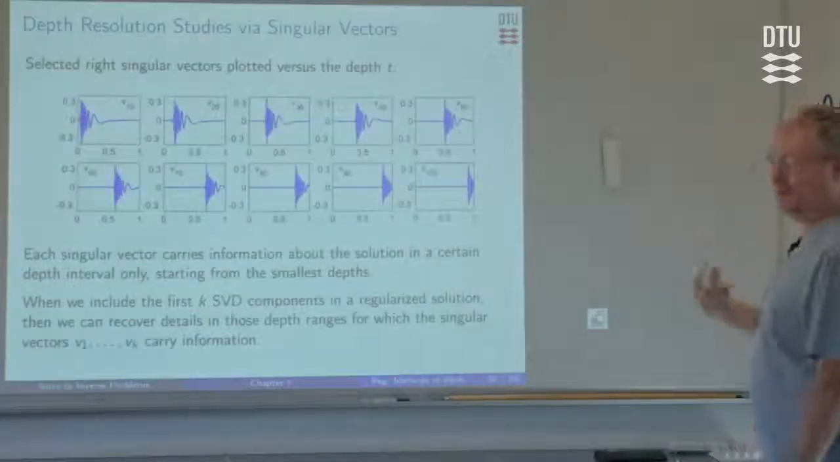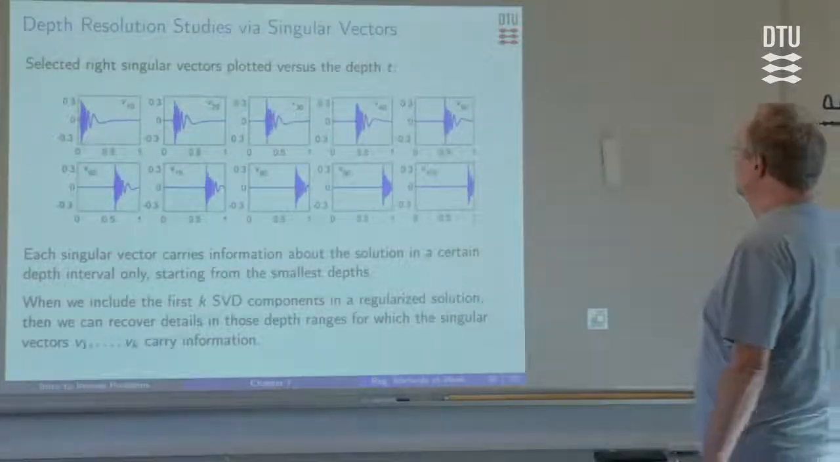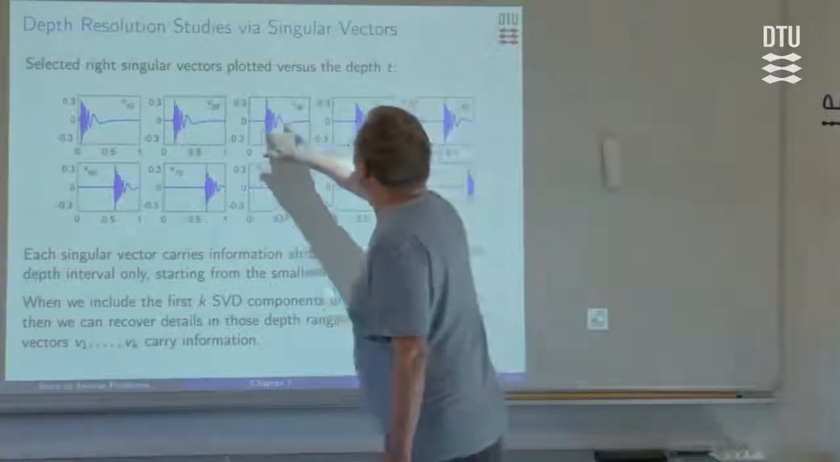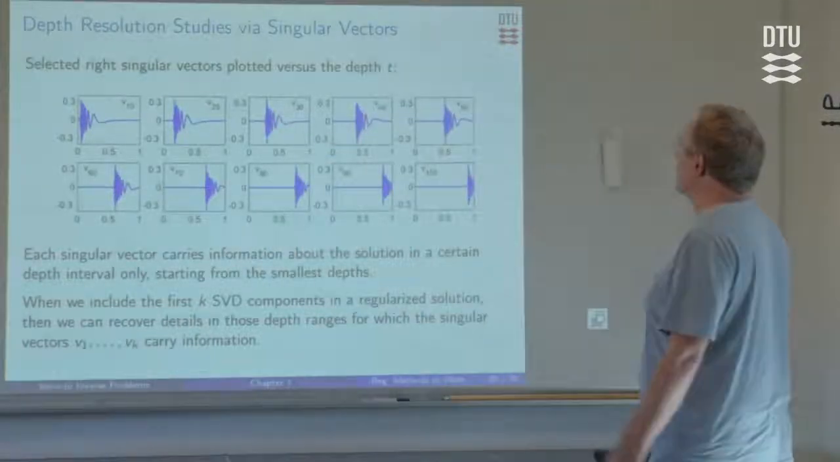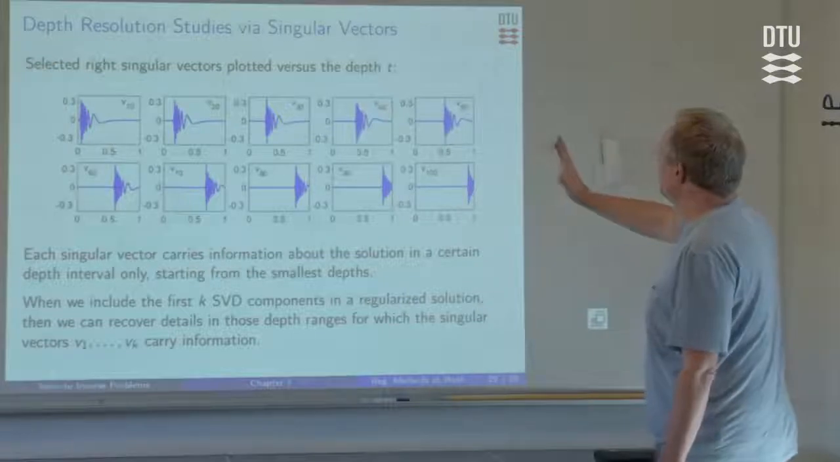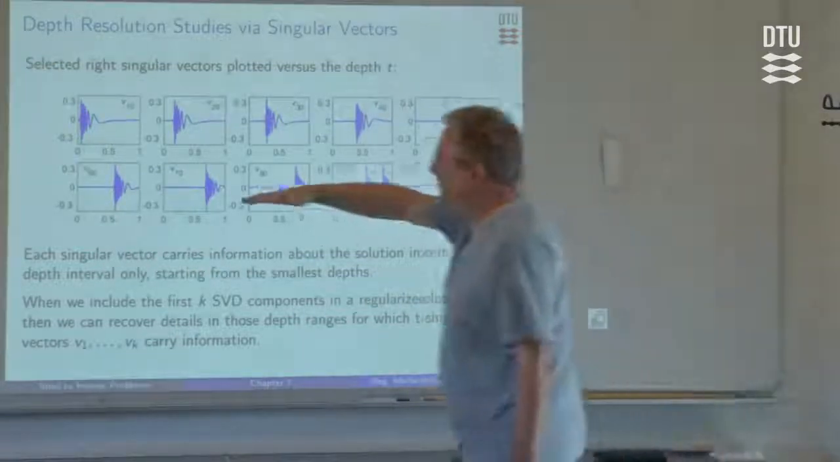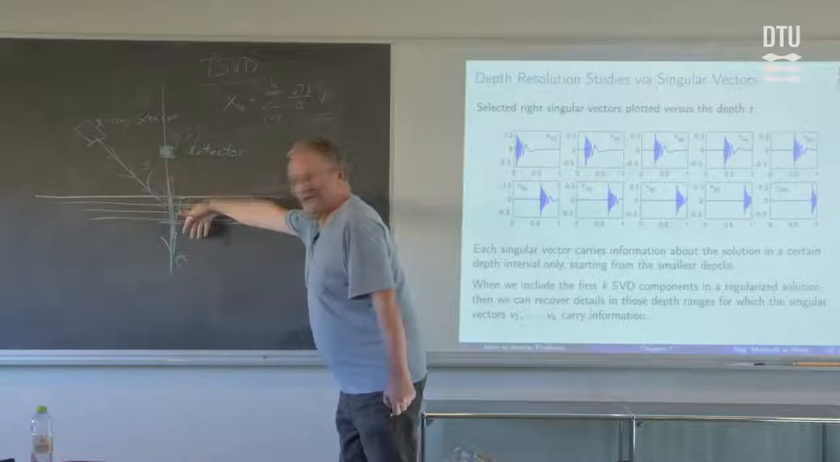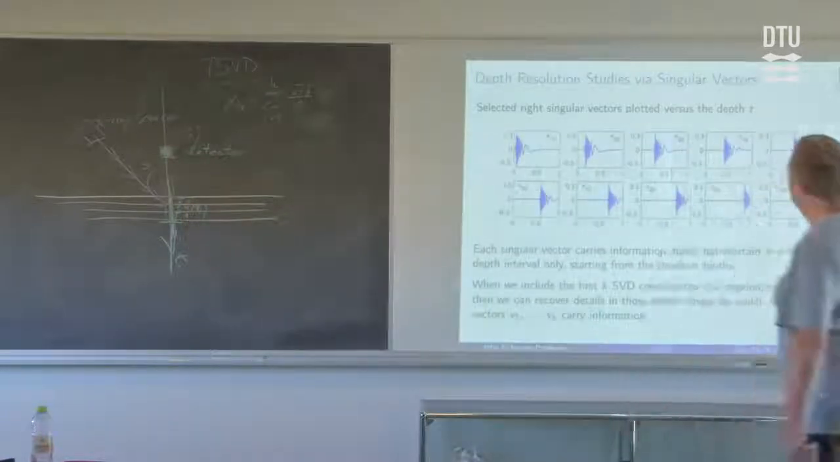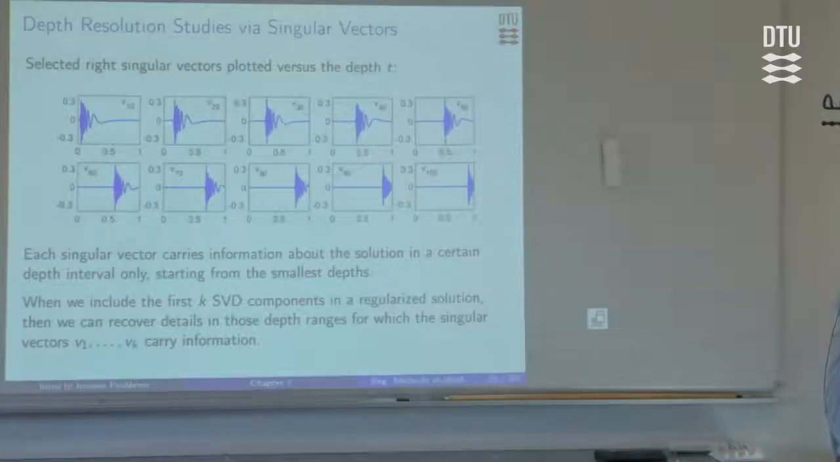And then as we increase the index of the singular vectors, you see that this region here, where we have something non-zero going on, it shifts further and further to the right. That means deeper and deeper into the painting here. Huh. So isn't that interesting? And it shifts in a very systematic way.